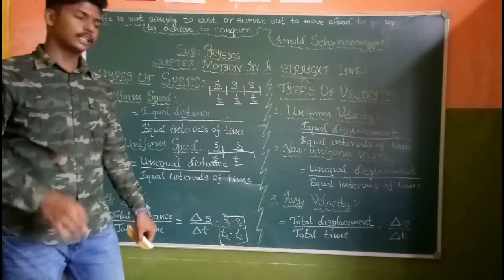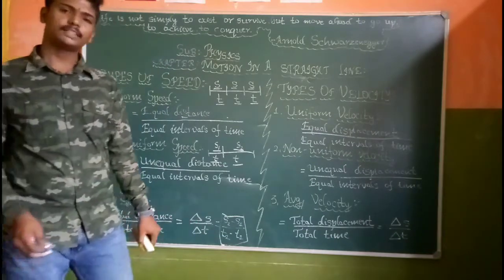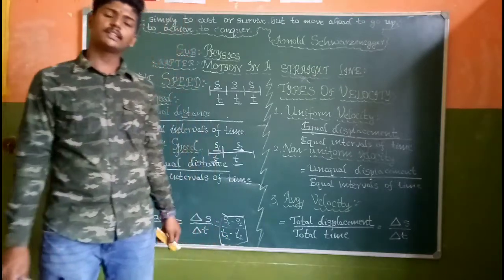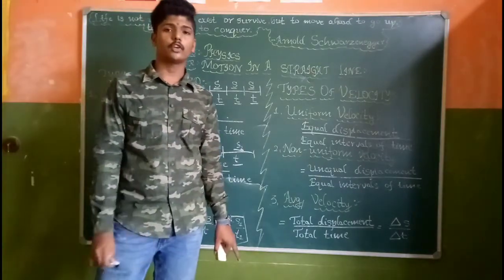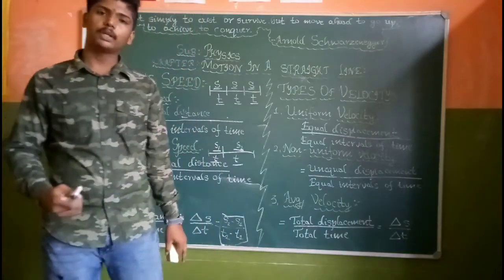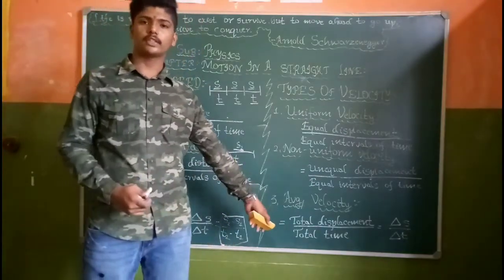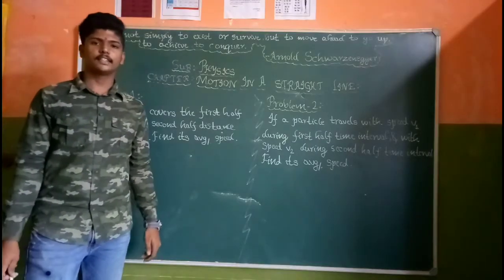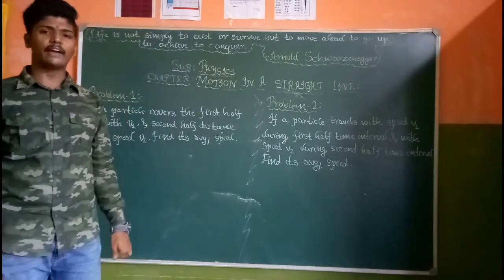There is a fourth type of speed and velocity, that is instantaneous speed and instantaneous velocity. I will discuss instantaneous speed and instantaneous velocity in the next class. We will continue with the problems related to average speed and average velocity further. Let us discuss some problems related to average speed.